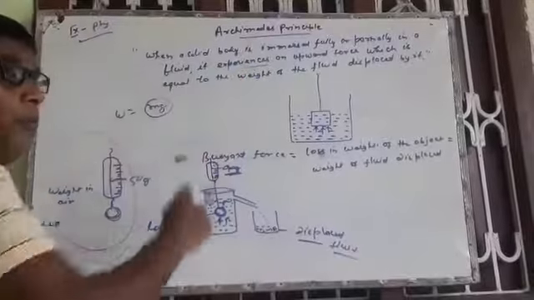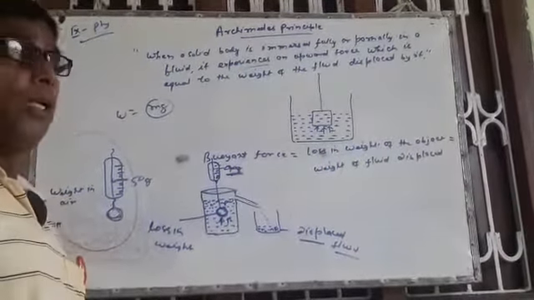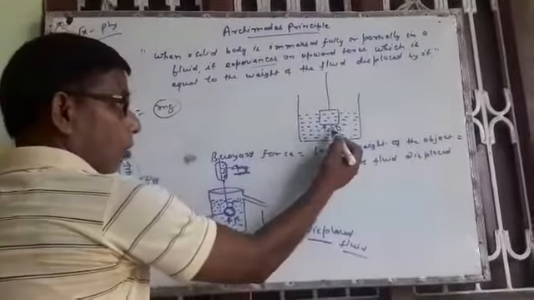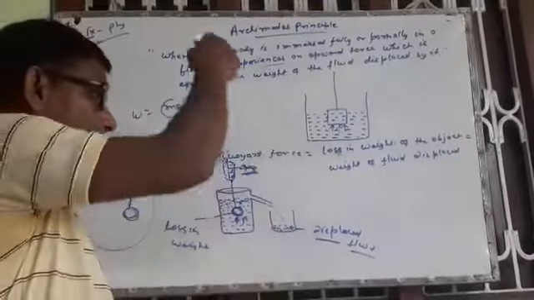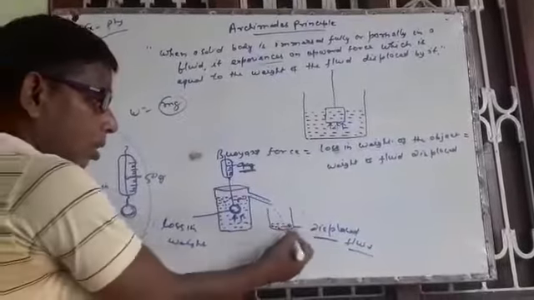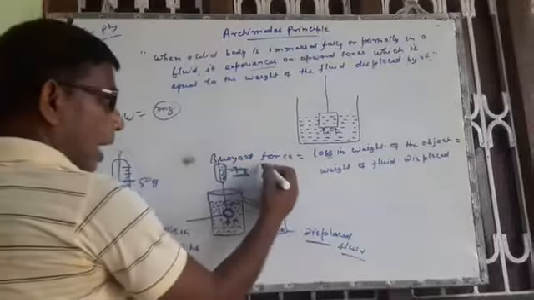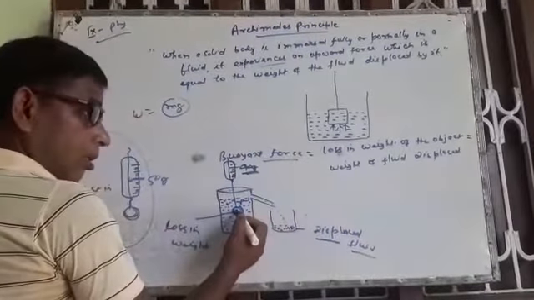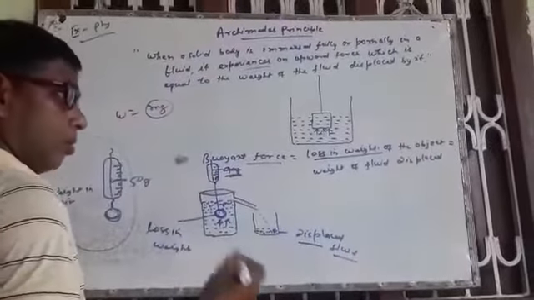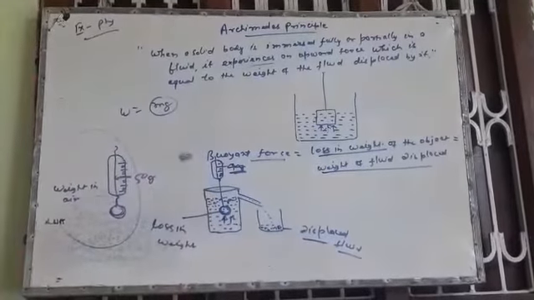This is Archimedes principle. When a solid body is immersed fully or partly in any fluid, in any liquid, in water, there is an upward force acting on the body. Due to that upward force, there is loss in the weight of the object, and that loss is equal to the weight of the fluid or liquid displaced by that solid. So, the buoyant force acting on the solid body is equal to the loss in weight of the solid, which is equal to the weight of the fluid displaced by that solid.